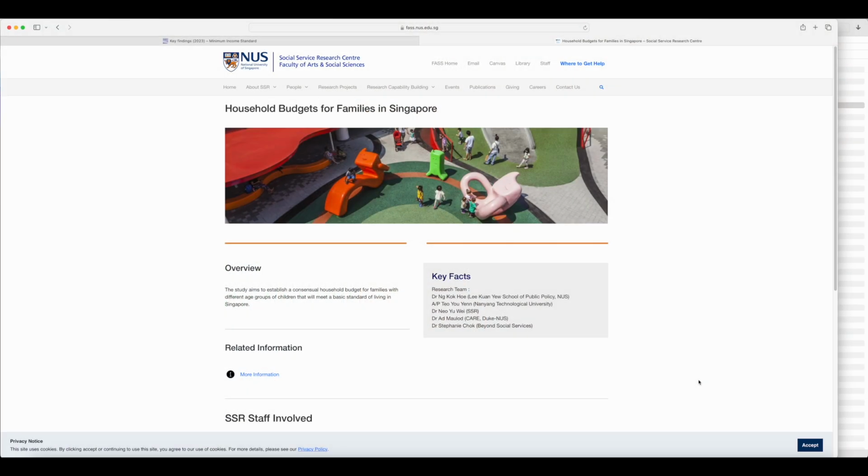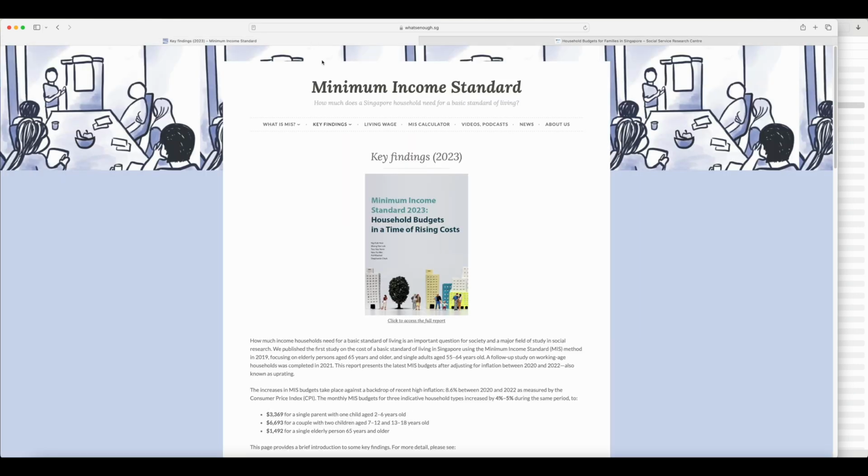If you Google for household budgets for families in Singapore, you'll come across this website by the National University of Singapore. And they publish a study with an aim to establish consensual household budgets for families with different age groups of children that will meet the basic standard living in Singapore. And if you click on more information, you'll come to this website published by the researchers. It's called Minimum Income Standard. And you'll find 3 reports here, 2019, 2021, and the latest 2023.